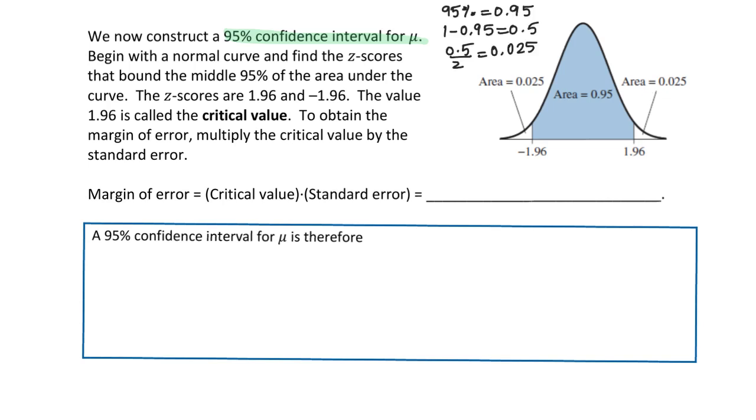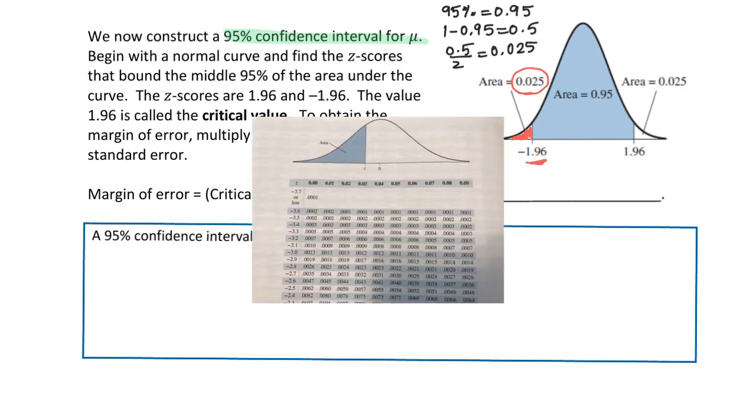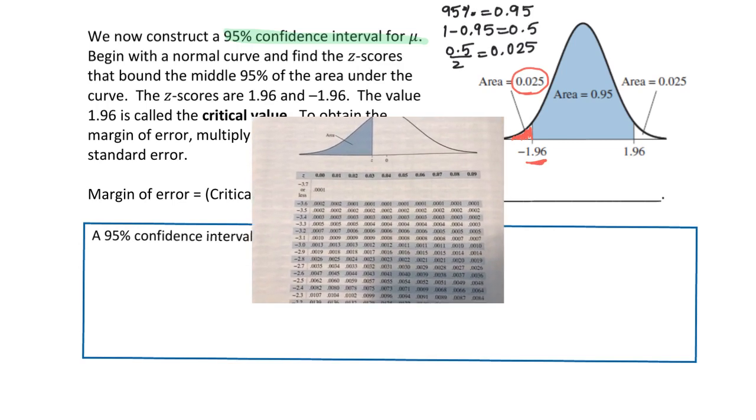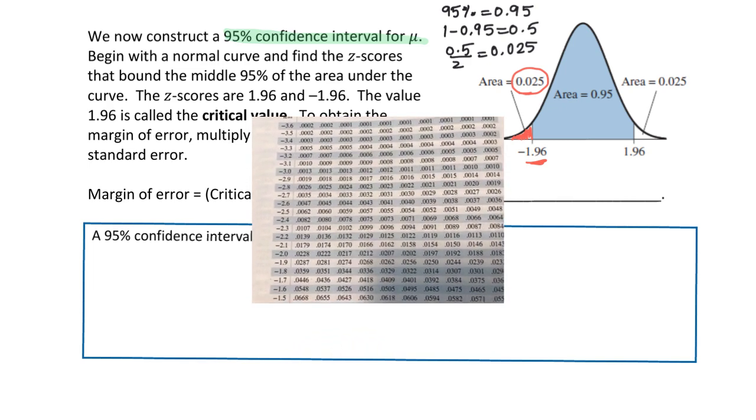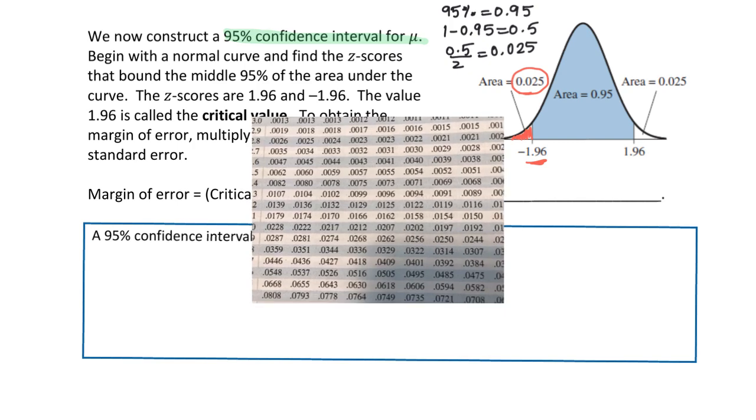Now I want to find the z-score corresponding to this area, which is 0.025. So look at Table A2 for the cumulative normal distribution to find the z-score. So now I am looking at the table. I am trying to find the area close to 0.025. Okay, I can see that here.